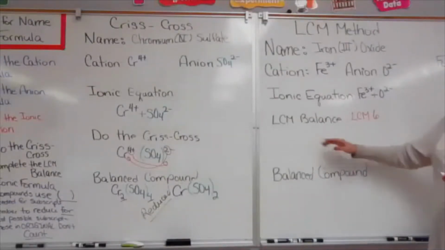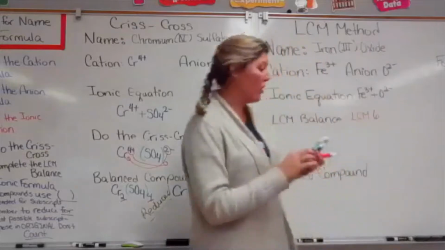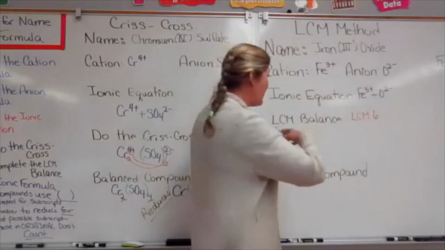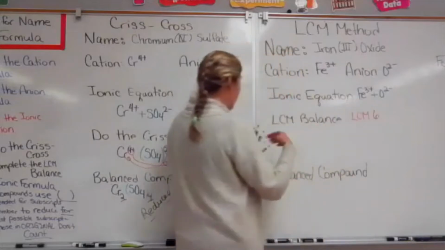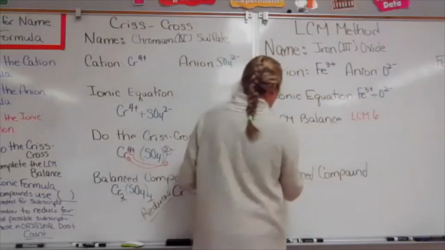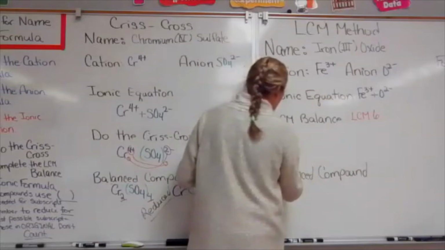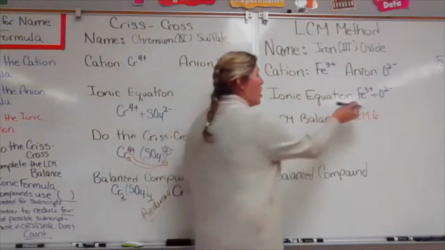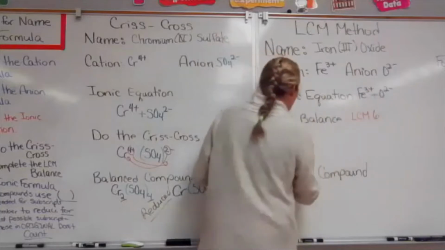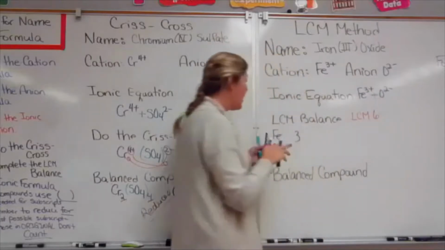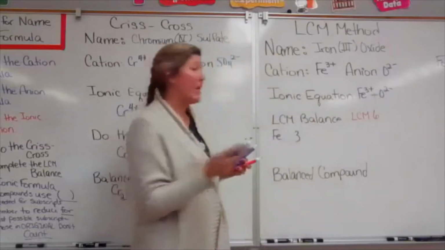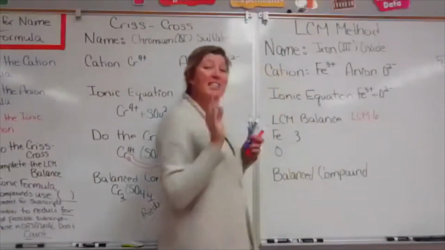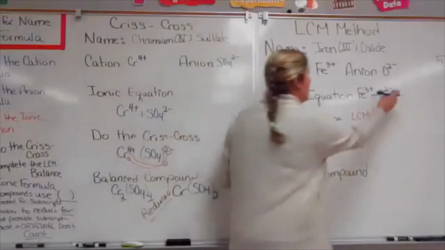And then you can pull down the information into your LCM chart. So here's the information you're going to pull down. You're pulling down your element name, or your symbol, to be Fe. And then you're pulling down the charge number. So the charge number of Fe is 3. We're going to pull down oxygen next. So we can pull down O, and we know that the charge number of oxygen is 2.